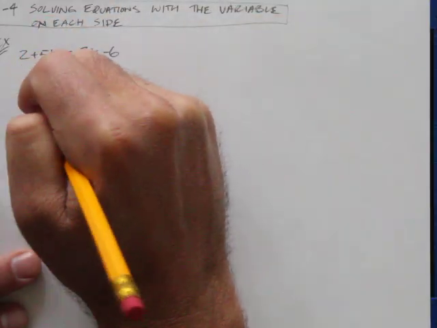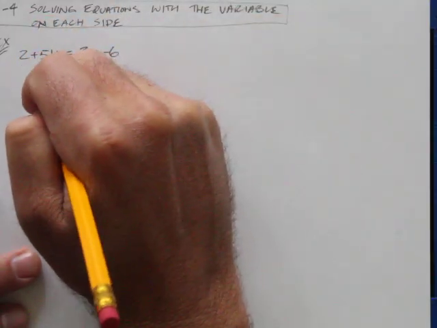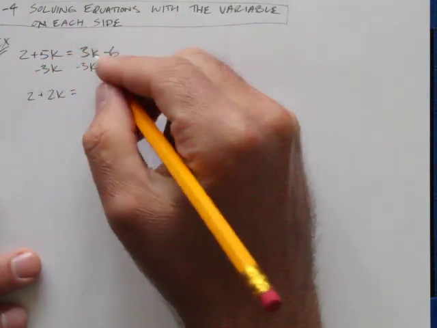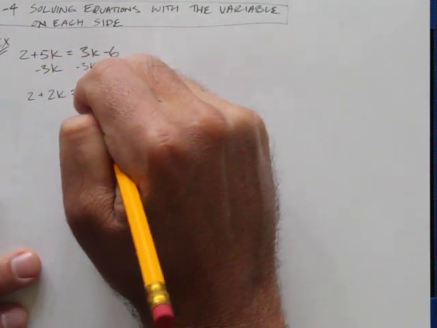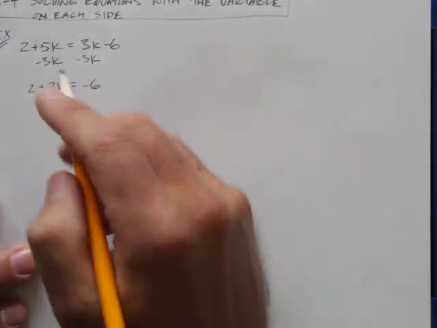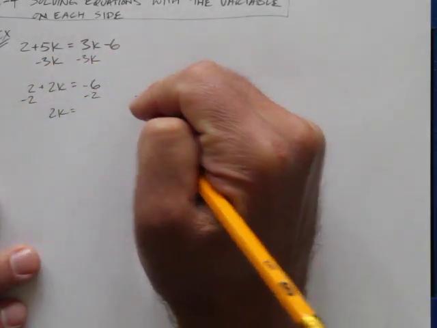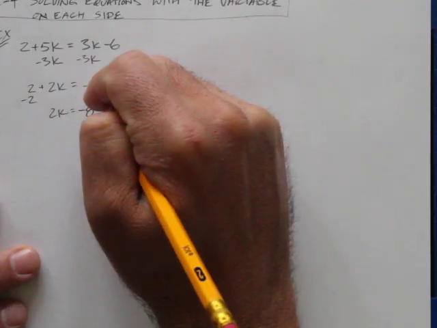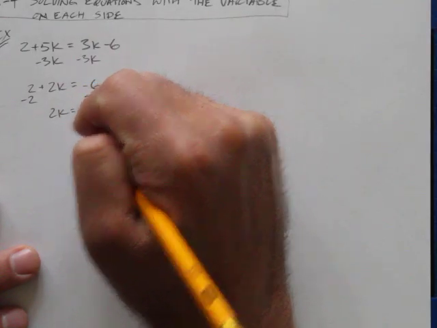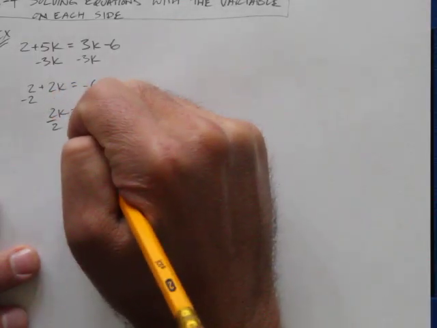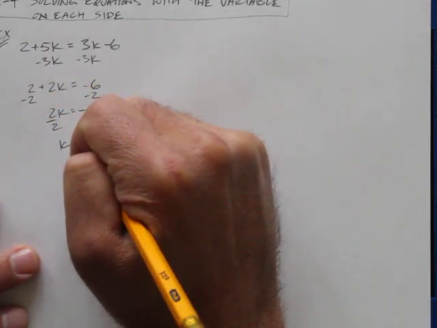And so I've got 2 plus 5k minus 3k is 2k equals, that becomes 0, so I have negative 6 left over here. And so now I'm going to subtract 2 from each side, and I've got 2k equals negative 8. Negative 6 minus 2 is negative 8. Divide by 2, and I've got k equals negative 4.